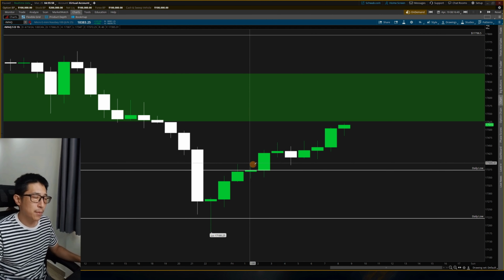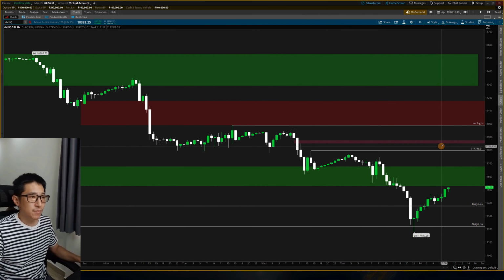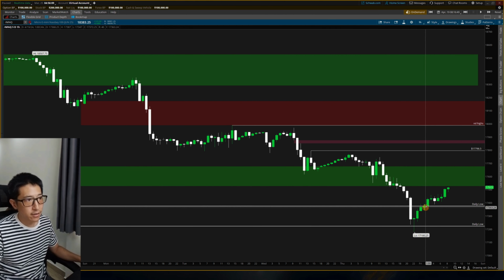We have this fair value gap as well. We're respecting that. So yeah, not exactly sure what's going on, but I think I'm gonna favor the upside just because we've already hit our higher time frame daily targets.